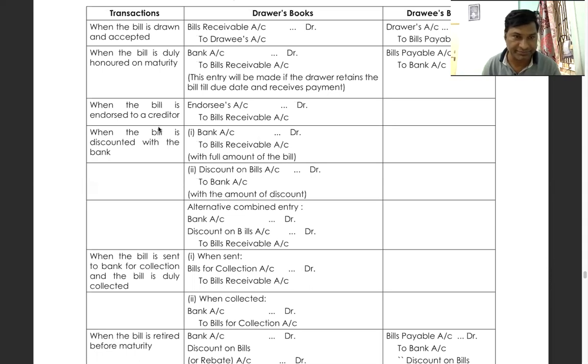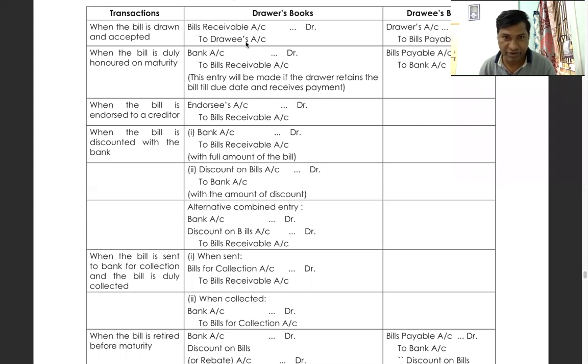Now, look at this. When the bill is drawn and accepted, bill receivable account is debited to drawee's account in the books of drawer. Whereas in the drawee's books, drawer's account to bills payable. For the drawee, whatever amount is payable is a bill payable for the goods that he has purchased, and for the drawer, it's a bill receivable. Bill receivable is debited, bill payable is credited.